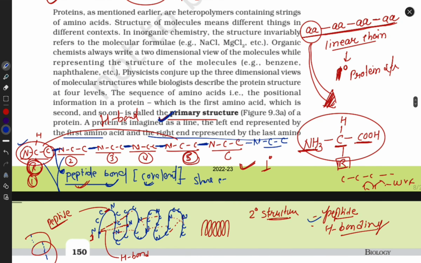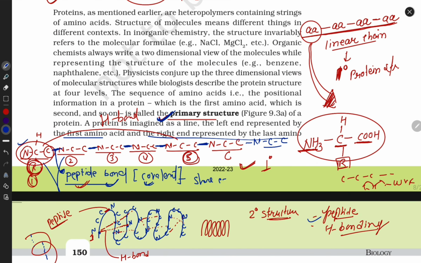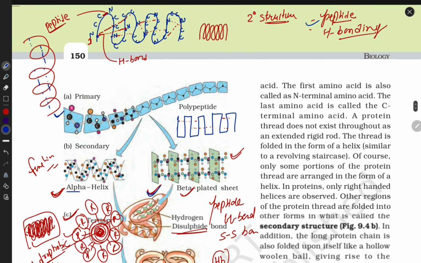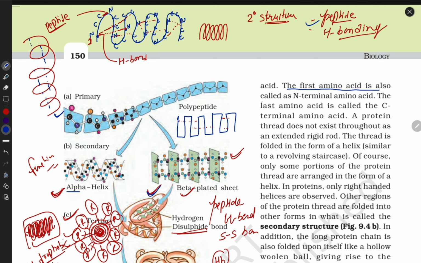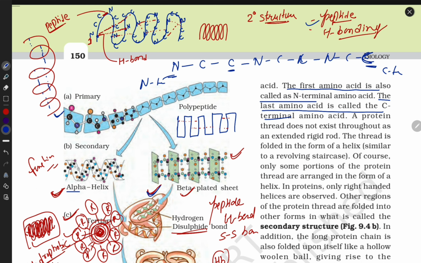So let's start reading one by one. What is the primary structure? One side contains the amino group and the other side contains the carboxylic group. One amino acid binds with another amino acid with the help of a peptide bond. This is for primary. Look here, the first amino acid is called the N terminal, and the last amino acid is called the C terminal. This is the chain, guys.